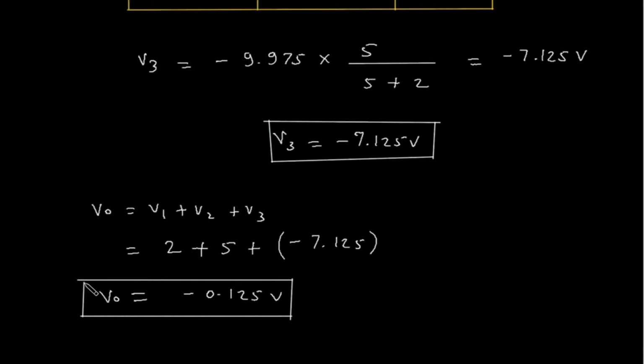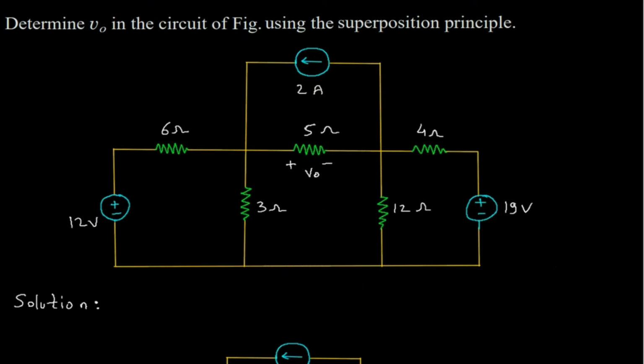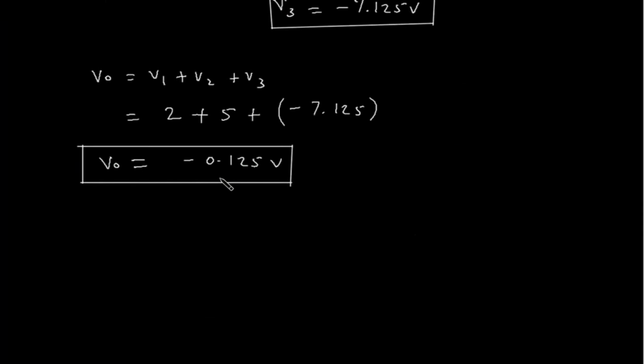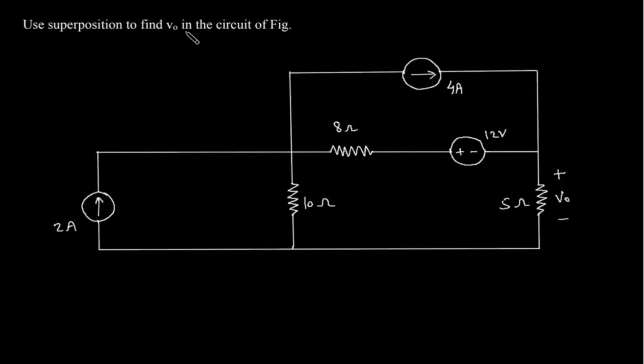What we have to find? We have to find VO using superposition principle or superposition theorem. Use superposition to find VO in the circuit of figure. Now as we can see that there are 1, 2 and 3 independent sources. 2 sources are current source and 1 source is voltage source. So solution.